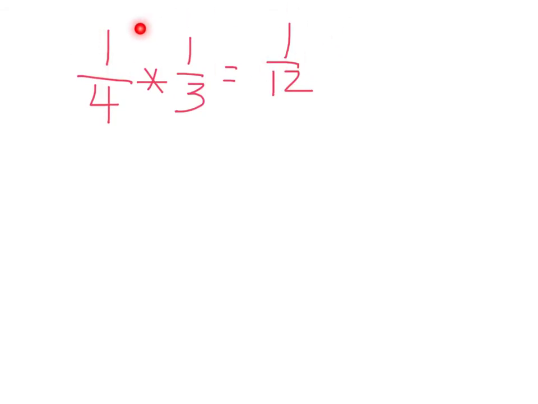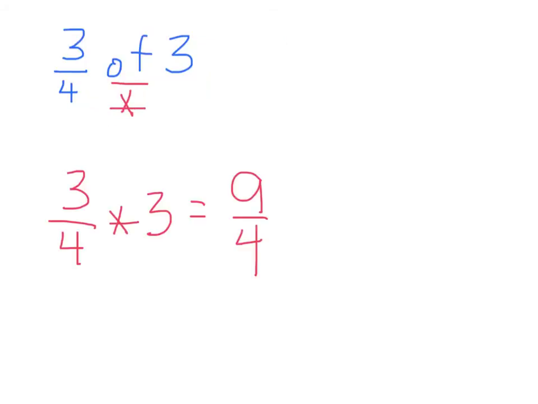But now, let's remember what we've done before. If we thought about 1/4 times, say, 1/3, we can remember that this is equal to 1/12. When we multiply fractions, we multiply the numerators and we multiply the denominators. That's what we've really been working on. So when we come back to this idea here, 3/4 of 3 or 3/4 times 3, I have a whole number, so this whole number doesn't actually have a denominator, does it?